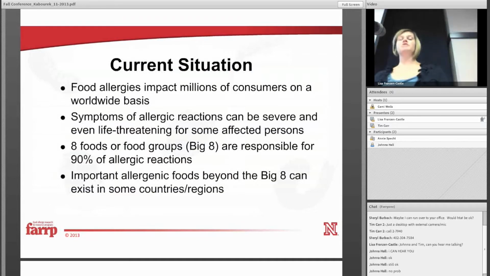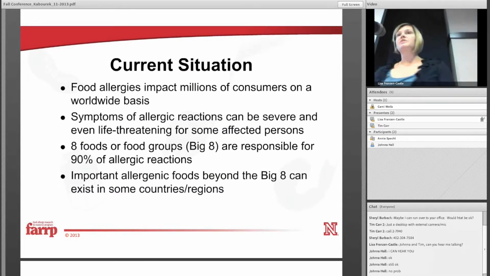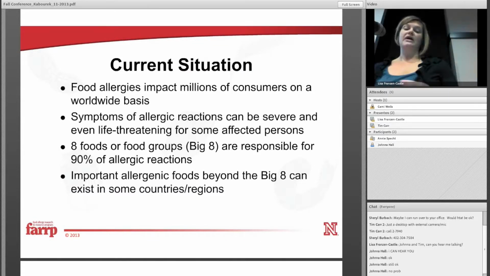So the current situation: we know millions of people are impacted on a worldwide basis. Symptoms can be severe or life-threatening, and the scary part is you don't know how severe your reaction may be. There are 8 foods here in the U.S. that are mandated by the FDA that are responsible for 90% of all food allergic reactions. Although there have been over 175 other foods that have been documented to cause an allergy.